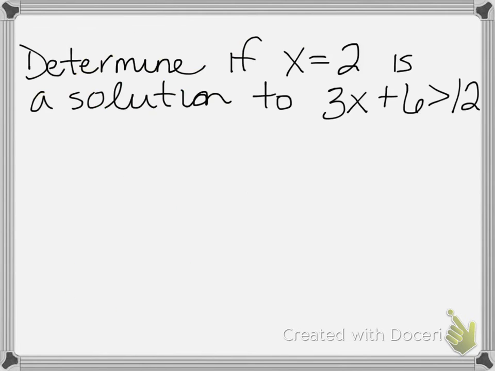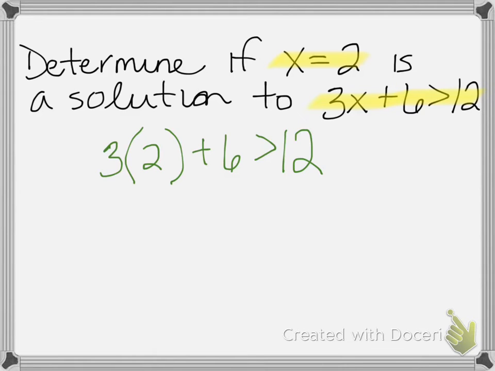Okay, now let's use a different inequality and let's try a different number. So let's see, does x equal 2? Is that a solution to 3x plus 6 greater than 12? So we're going to write our inequality and we're going to plug in a 2 for x. And we're going to find out, does that come out to be greater than 12? What's 3 times 2? That's 6 plus 6 greater than 12? Well, what's 6 plus 6?